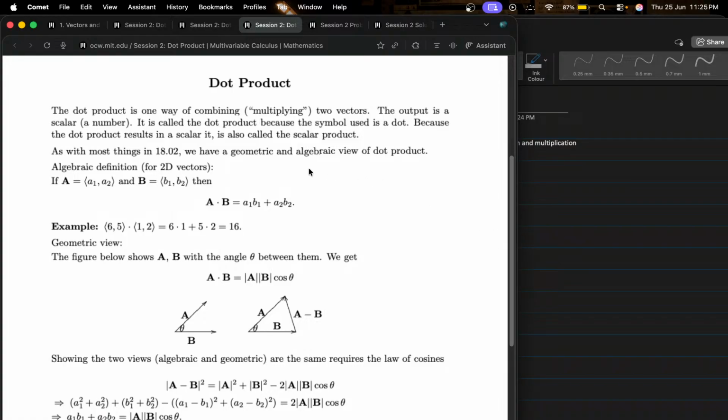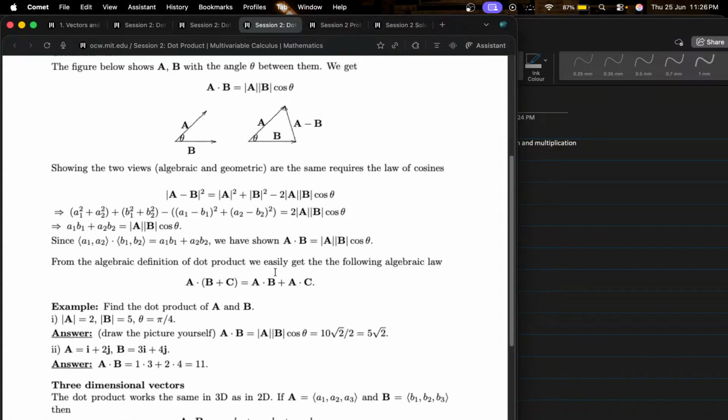Next thing. So what's the next thing? Okay, let's view the geometrical view. The figure below shows A and B. And yeah, this is A minus B. So yeah, the same thing, AB cos theta. This is the whole derivation of how A dot B comes to AB cos theta. The instructor also showed us this in the video lecture. So yeah, this is a proof, a derivation of the whole thing.